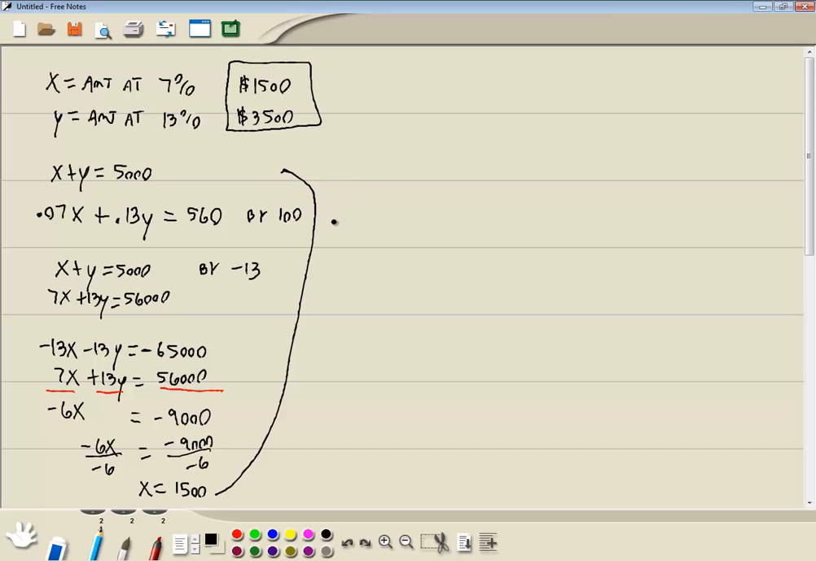Now, instead of using the addition method, I could use matrices. If you've looked at how to do matrices, fantastic, this will refresh your memory. If you've never seen matrices on the calculator, then don't even bother watching this part. We're going to drop our x's, our y's, and our equals signs, and keep the numbers and their signs. So we've got 1, 1, 5,000, 0.07, 0.13, and 560. A calculator doesn't care if it's decimals or not, so you don't need to worry about that. It handles it just fine.